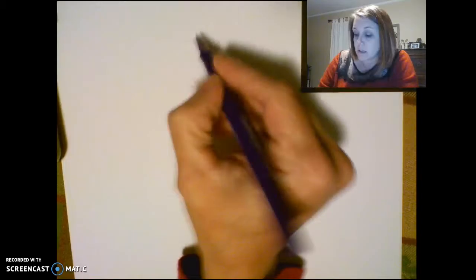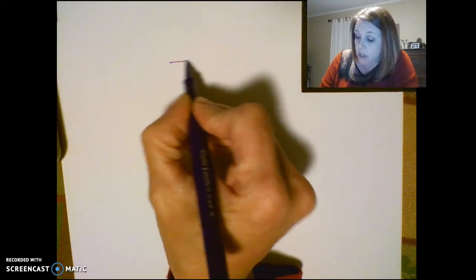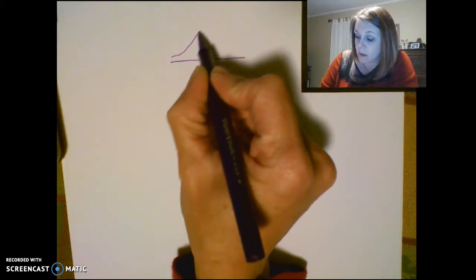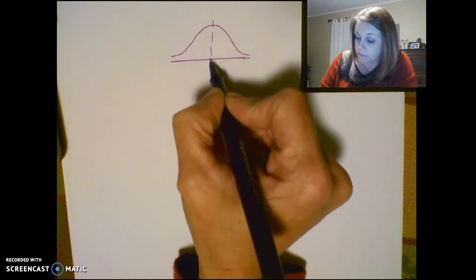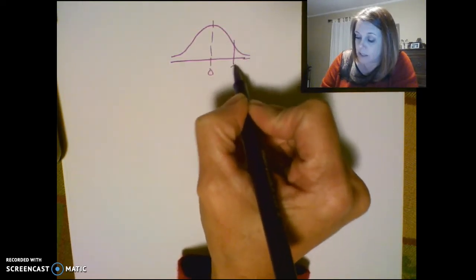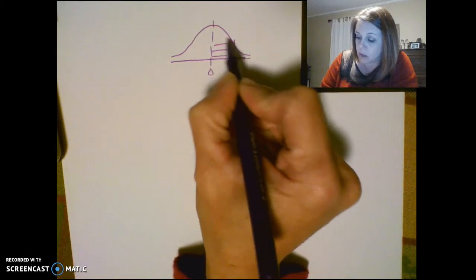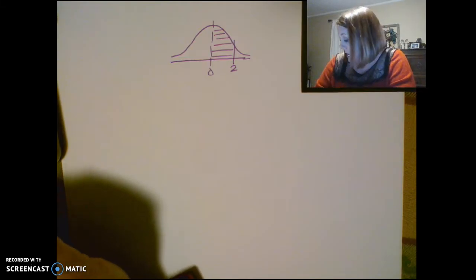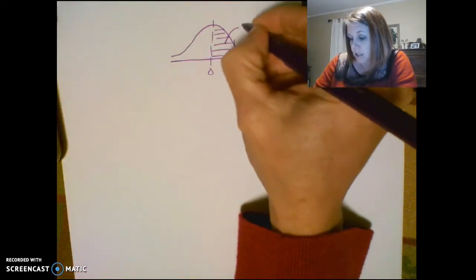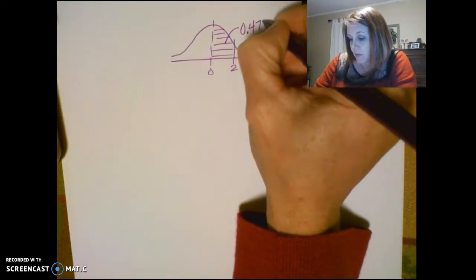In that case, we know our general sketch had our 0 at the center, 2 of course to the right of that since it's positive, and we found the area accordingly using table E. In this particular case, this area ends up being 0.4772.